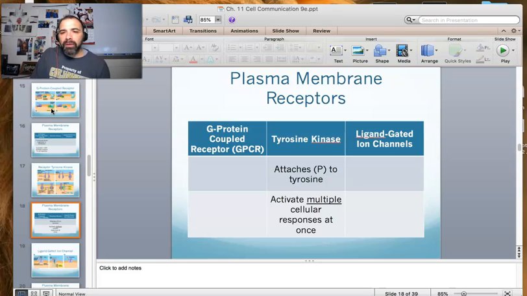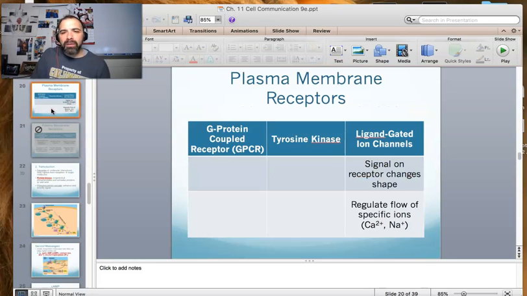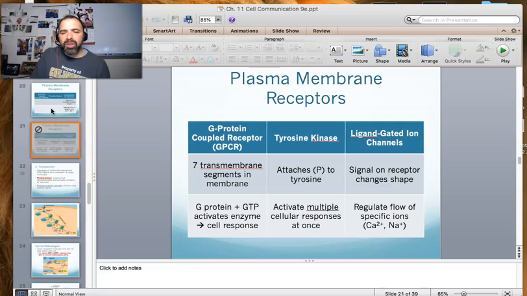Ligand-gated ion channel, again, there's your signaling molecule. It attaches to that gate, which is closed. When it attaches, it opens. Then the materials can move through, cause a cell response, and then the gate will close. Ligand-gated ion channels signal on a receptor that changes shape and regulates flow, especially calcium and sodium. So here's the chart completed. If you want to pause it, you can.